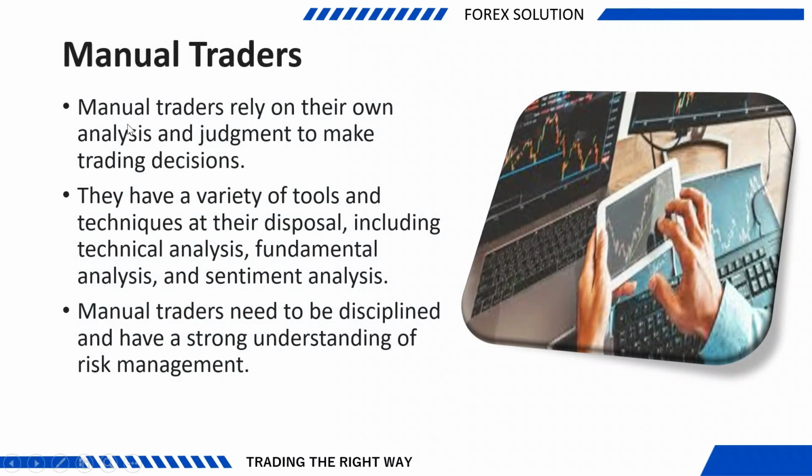Okay, I said manual traders rely on their own analysis and judgment to make trading decisions, whether to buy or to sell. They don't take any signal. They don't use any bots. What they do is they do their own analysis and they place buy and sell by themselves, and that's how they trade. Do you get it?